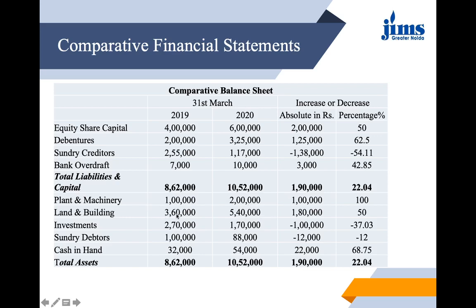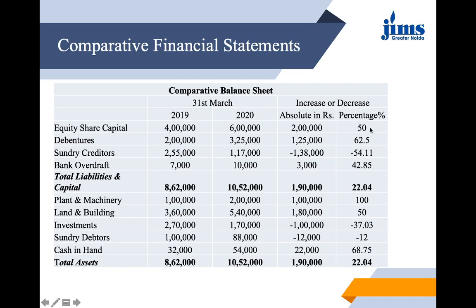Land and building was for 3,60,000 and now it is for 5,40,000. So there is an absolute increase of 1,80,000. Investments had got decreased by 1 lakh rupees. We can see it was 2,70,000 before and now it is 1,70,000 only. Sundry debtors has also got decreased. It was 1 lakh before and now it is 88,000. So for that reason you can see minus 12,000 here. Cash in hand got increased by rupees 22,000. So these are the amounts of increase and decrease in absolute terms.